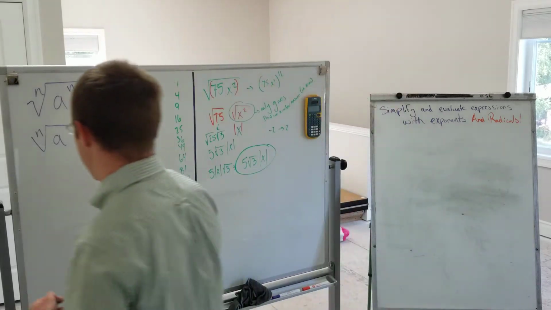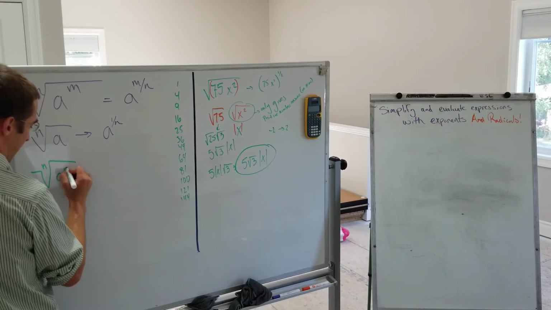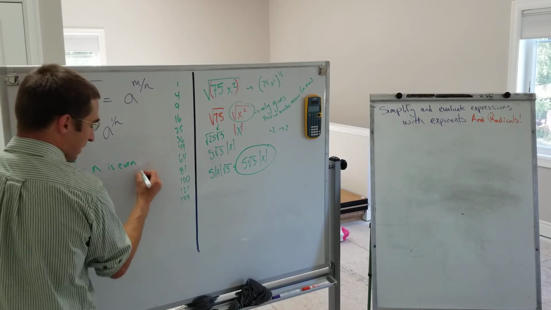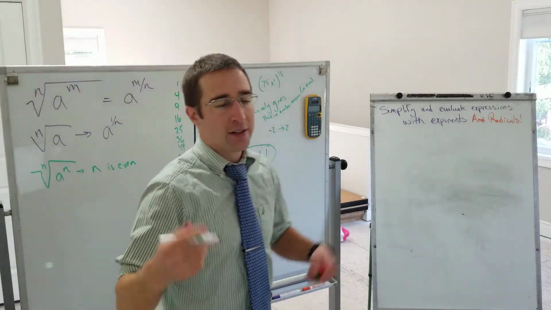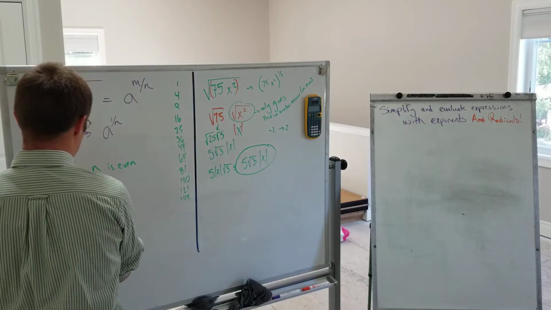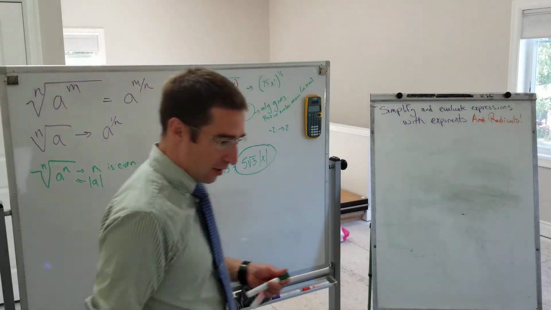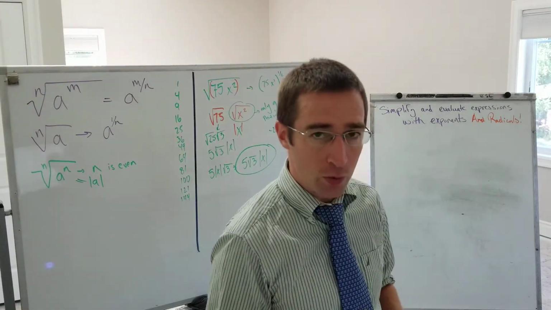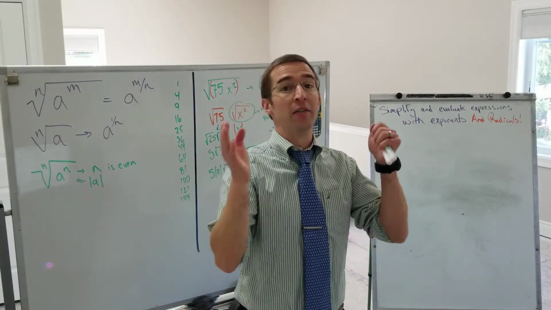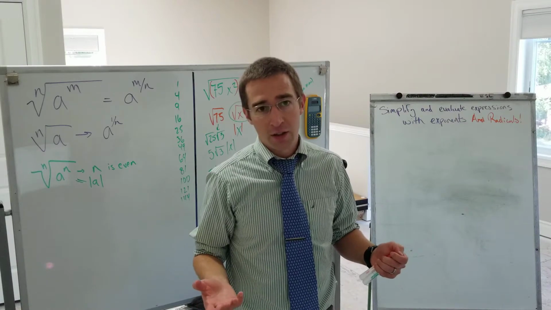So anytime you have the nth root of a to the n, and n is even, as in 2, 4, 6, 8, and so on, this is equal to the absolute value of a. Because those principal square roots for real numbers only give non-negative answers. Like if you square root 100, you get 10.